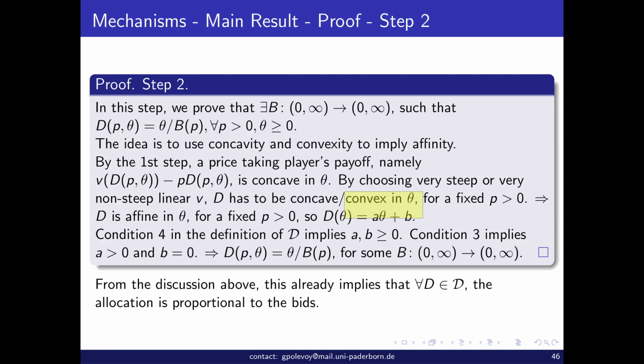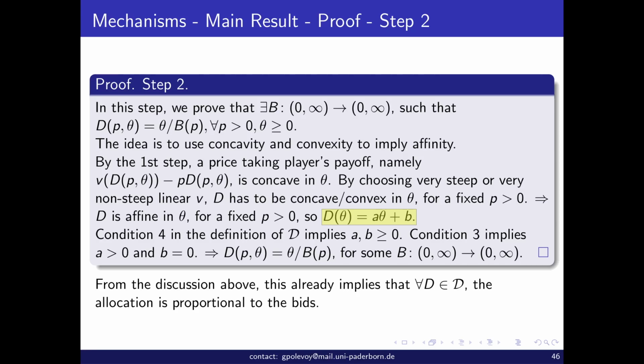And since something is convex and concave, it has to be affine. So for any fixed positive price, there are constants A and B. Let's just call them A and B. Of course, small b does not have anything to do with the capital B; I just use that for convenience. Such that d of theta is A theta plus B.